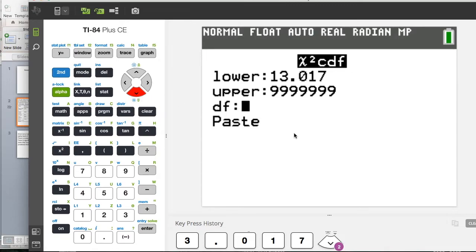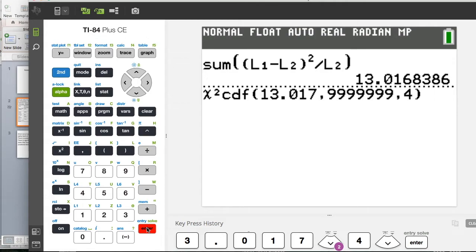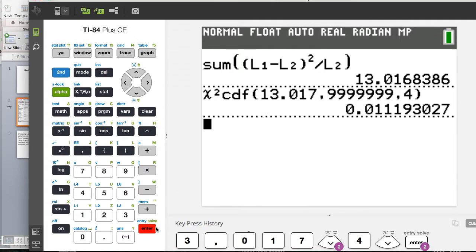The degrees of freedom is uppercase N minus 1, the number of categories minus 1. There were 5 categories, so 5 minus 1 is 4. And I'm pasting. So there it is. If you have one of the older calculators, it should be the lower limit, upper limit, and degrees of freedom. Hit enter. And there's our p-value, 0.01119. If you're just around 0.011, I'd be happy with that.